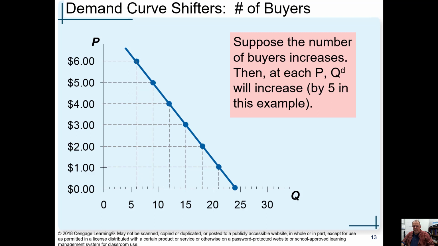Here they're showing us how the curve would move. Suppose the number of buyers increases, then we'll see an increase in the demand for the product. You can see the shift to the right. That's an increase in demand. So now instead of wanting 24, we want 29.